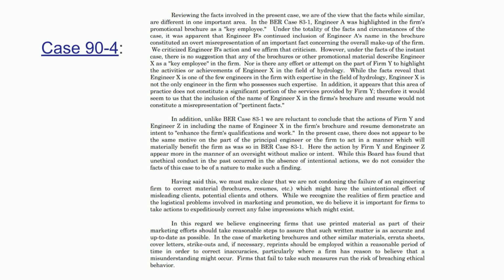The Board of Ethical Review decides. So they say, unlike BER case 83.1, we are reluctant to conclude that the actions of firm Y and engineer Z, including the name of engineer X in the firm's brochure and resume, demonstrate an intent to enhance the firm's qualification and work. In other words, it doesn't seem to the Board of Ethical Review that in the current case, in case 90.4, the firm is intentionally misrepresenting their qualifications by continuing to have engineer X in the brochure.